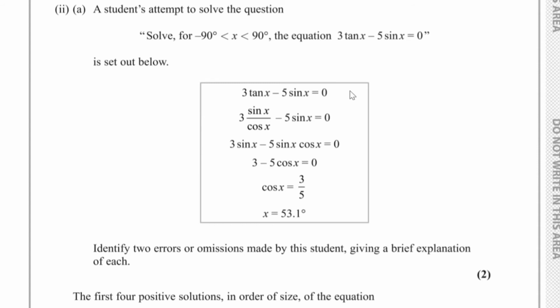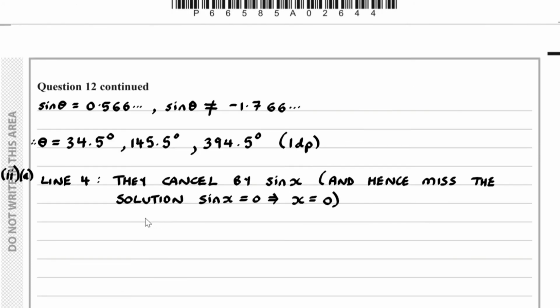Well, if we take a look at the first line, we've got 3 tan x minus 5 sin x equals 0. They've replaced the tan x with sin x over cos x, leaving us with 3 sin x over cos x minus 5 sin x equals 0. They have then multiplied through by cos x, leaving us with 3 sin x minus 5 sin x cos x equals 0, which is correct. And then they've just divided through by sin x. They've cancelled sin x and therefore missed a solution. So let's just write that down. On line 4, they cancel by sin x and hence miss the solution sin x equals 0, which implies x equals 0.